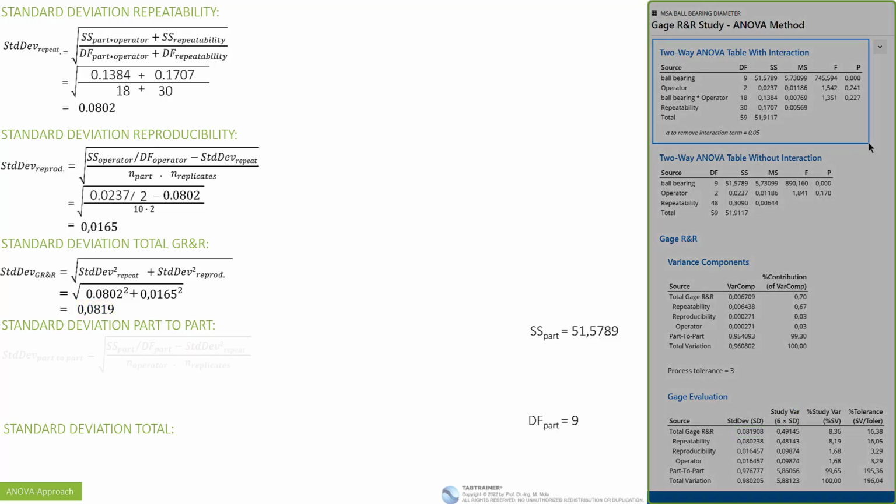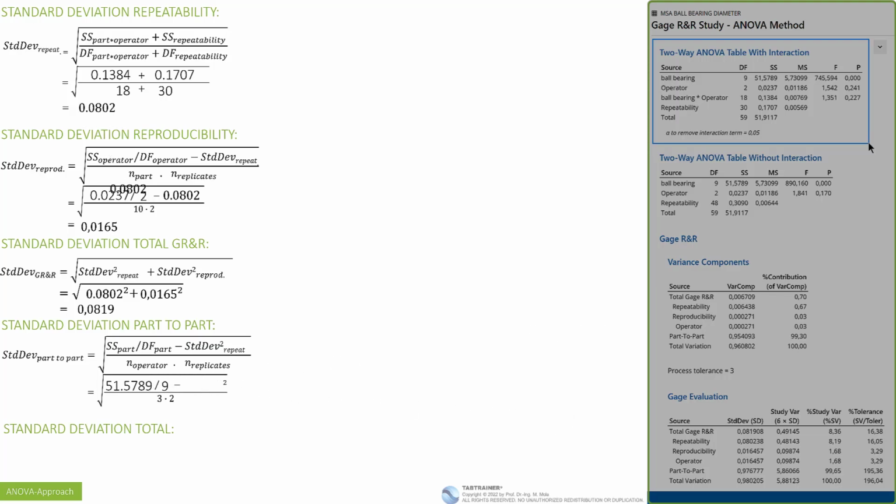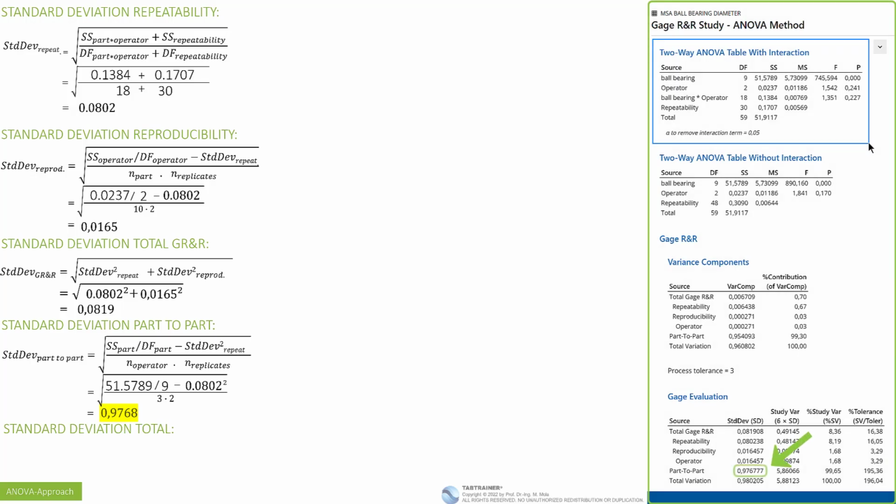For our part-to-part variation, that is for our process variation, according to the AIAG recommended following formula, and our determined results from the previous intermediate calculations, a standard deviation of 0.9768 millimeters results. We find this value in the output window at this point.